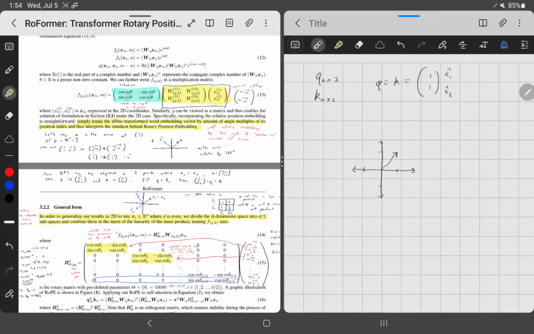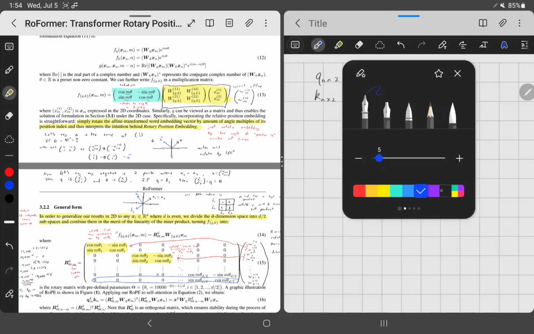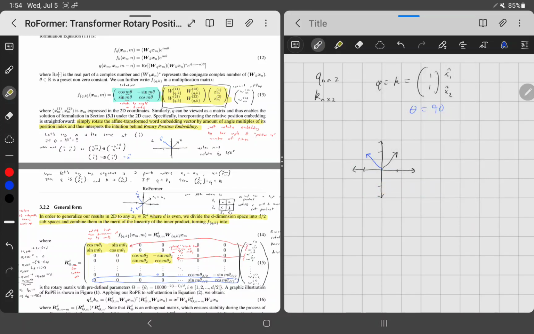Now, what you do is you will rotate this, and let's say that we want to rotate it 90 degrees or so. So if you rotate this 90 degrees, we'll say theta is equal to 90. So if our queries and keys are both (1, 1), and let's say we have a sequence of size 2, so n is equal to 2, and that is also (1, 1), then this would be our x1 and this would be our x2. So x1 is equal to x2, and that just makes it easy for me to draw.